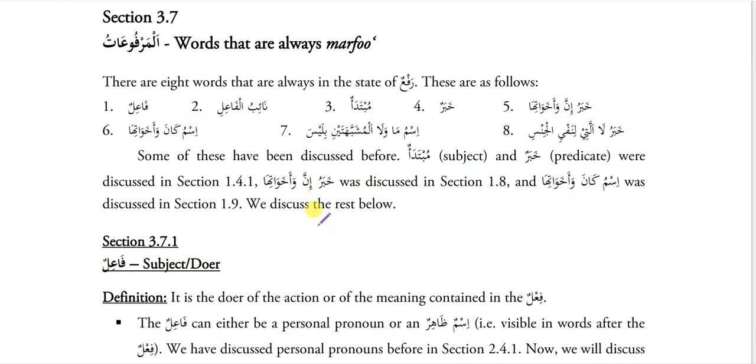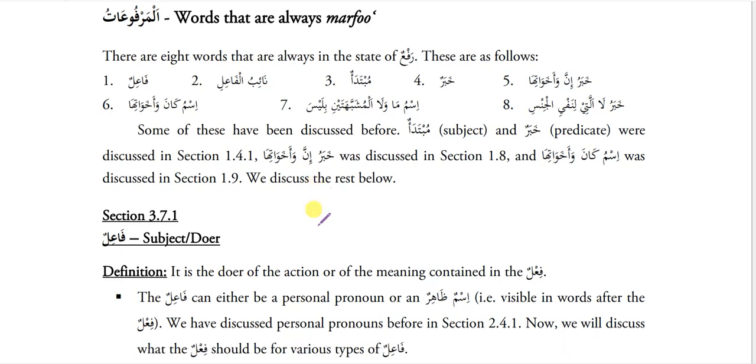Then we have marfu'at. I have already explained what marfu'at is, but yes, we are going to learn a few more things in this video. There are 8 words that are always in the state of rafa': fa'il, naib fa'il, mubtada, khabar, khabaru inna wa akhwatiha, ismu kana wa akhwatiha. I have explained up to this one. Ismu ma wa la mushtabihatayni bi laysa and khabaru la allati li nafyil jins. These two are new.